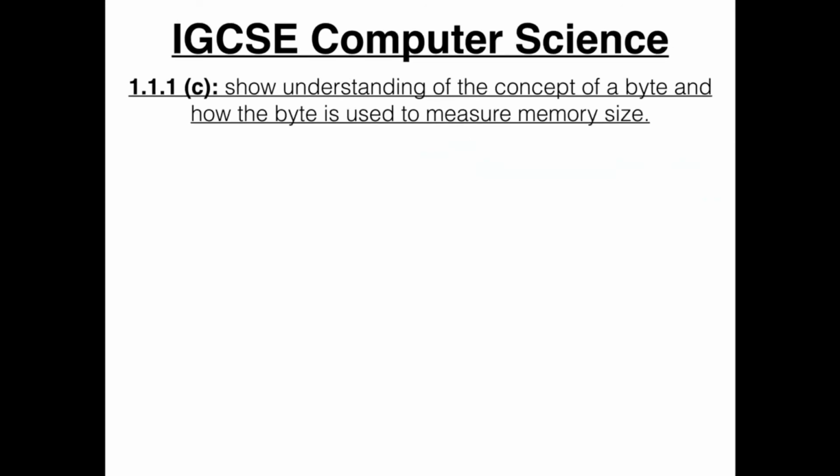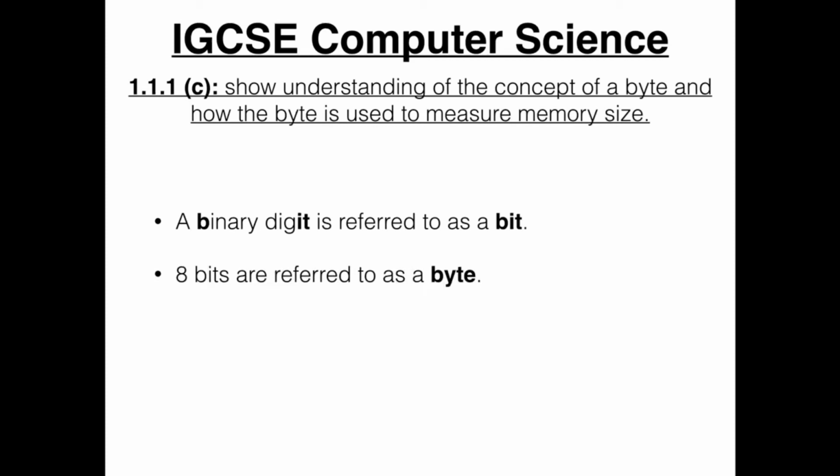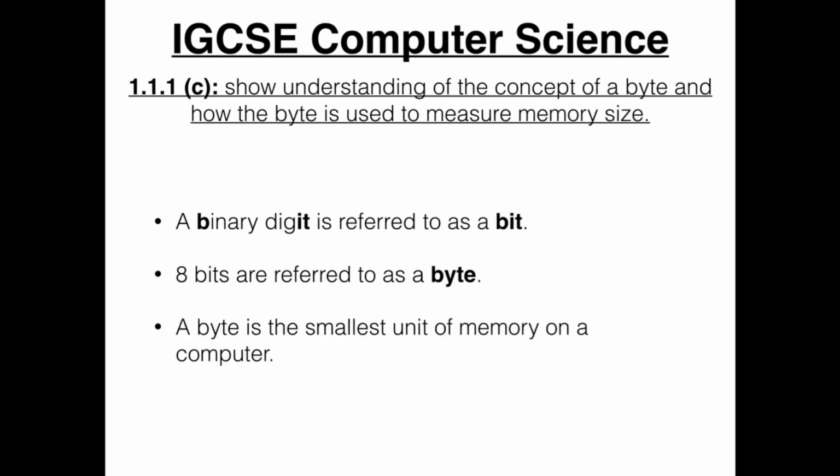IGCSE Computer Science Syllabus Statement 1.1.1c. Show understanding of the concept of a byte and how the byte is used to measure memory size. So a binary digit is referred to as a bit. Remember binary digits, zeros or ones? If you put these two together, the b from binary and the it from digit, we get bit. 8 bits are referred to as a byte. And a byte is the smallest unit of memory on a computer.